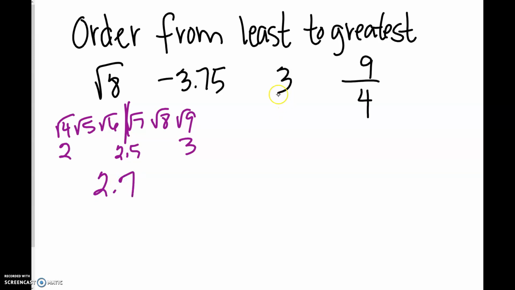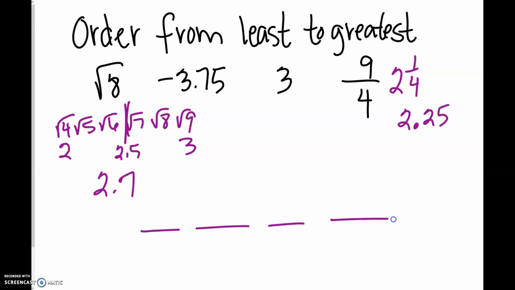Okay, then we have 3, negative, and all right, so this as an improper fraction, 4 goes into 9 twice, that'd be 8, and then we have 1 left over. So 1/4, what is that as a decimal? Well, think about $1 divided into 4 pieces, and isn't that quarters? 2.25. So now I need 1, 2, 3, 4 numbers.